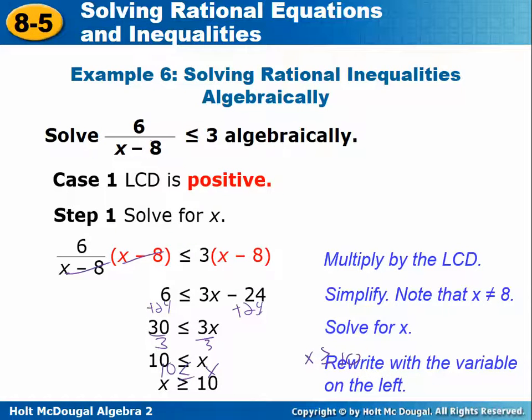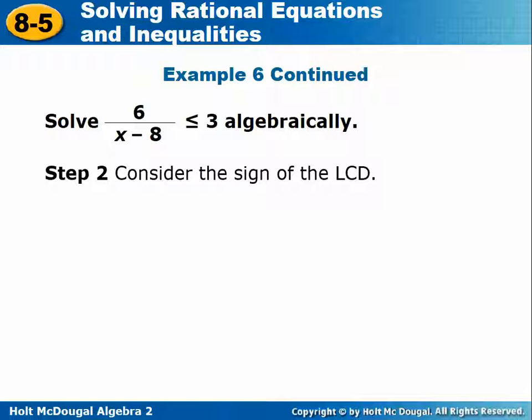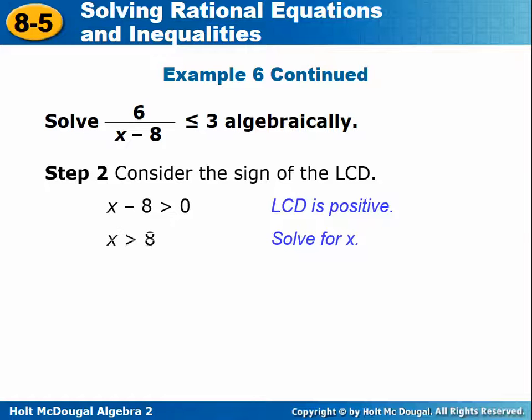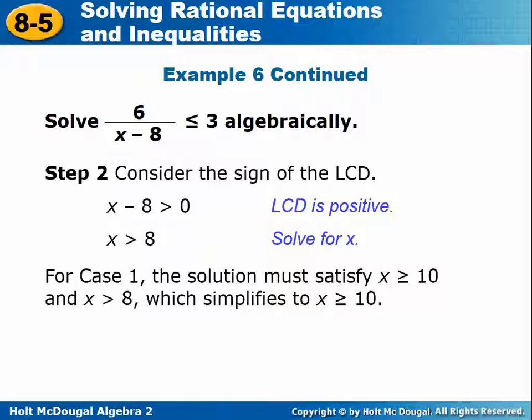And we also have to consider that x minus 8 has to be greater than 0 because it was positive. So if we add 8 to both sides, x has to be greater than 8, and it has to be greater than or equal to 10. We need to pick the one that covers both of those situations, which is this. X is greater than 8 is well and good, but that didn't satisfy the other part, which is that x also has to be greater than or equal to 10. So we just need this part, x is greater than or equal to 10.